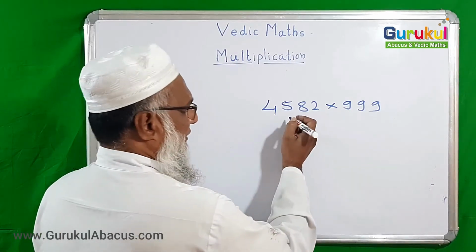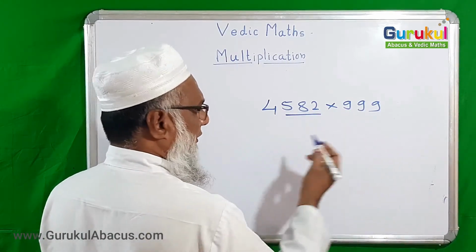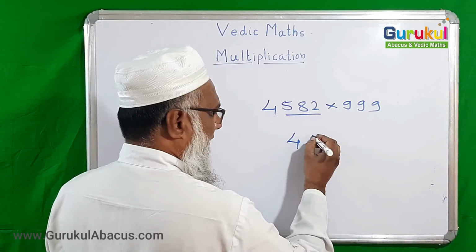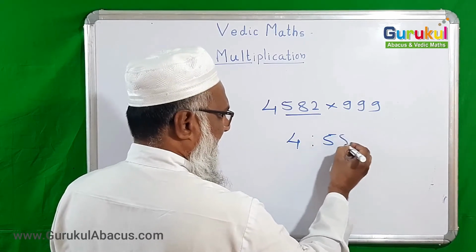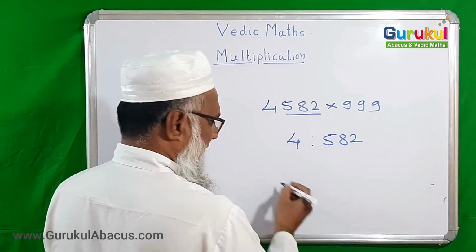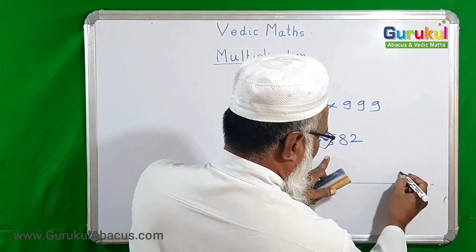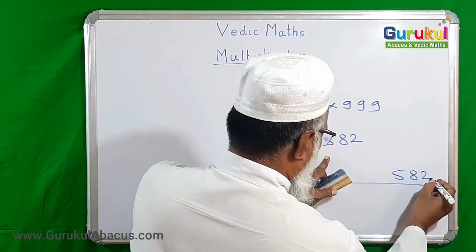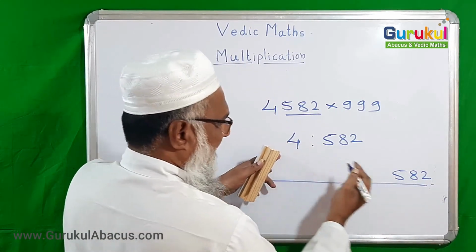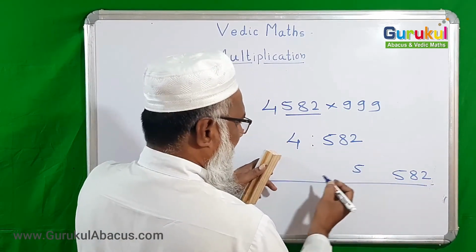So here those 3 digits I want to put after the colon. So it is now 4 colon 582. Here that 582 I want to write again, and here is 4, so 4 plus 1, 5, I want to write here for subtraction, and then I want to continue.